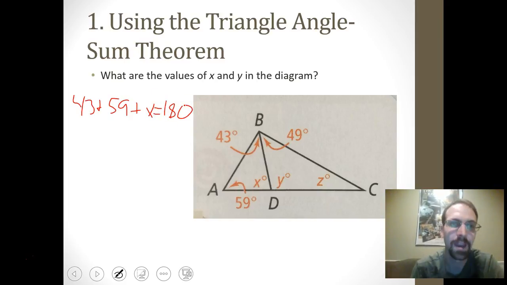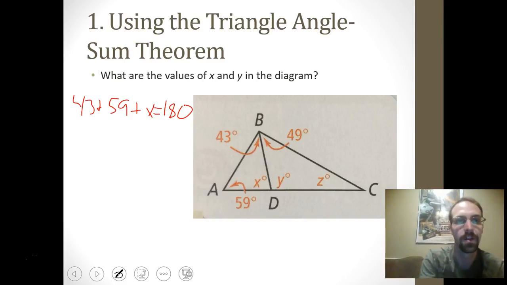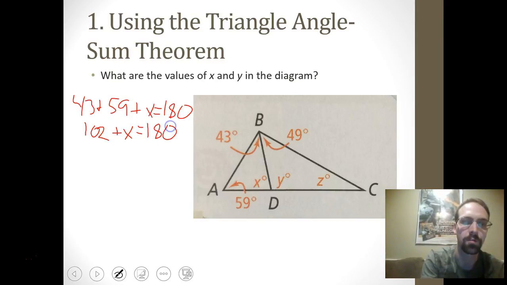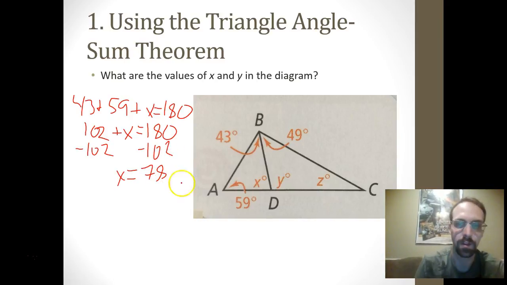So knowing that, I can combine those two together. 43 and 59 should be 102. I'm doing this in my head. Plus x equals 180. If I subtract 102 from both sides, you should get x equaling 78. I don't need to put degrees because it's already there. So that's how I get x.